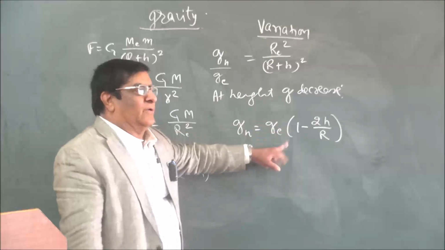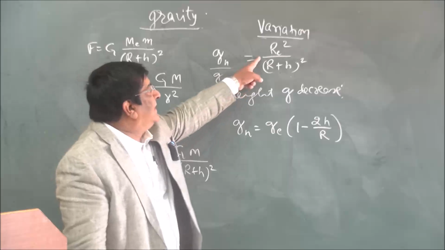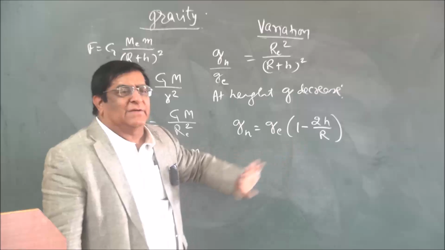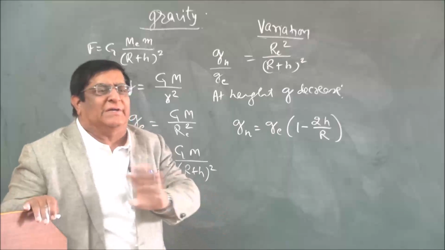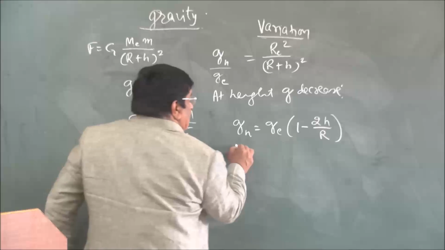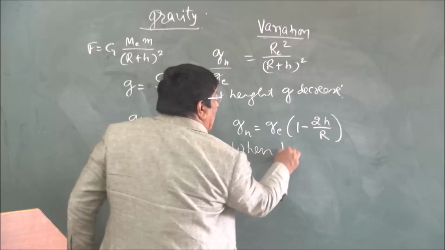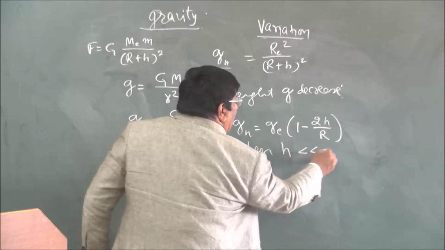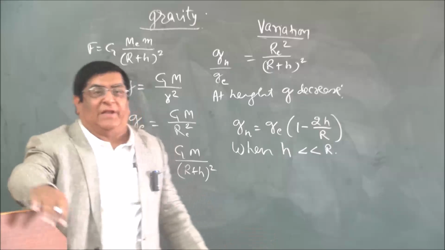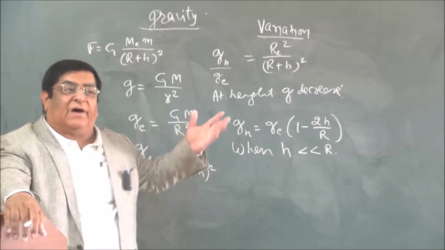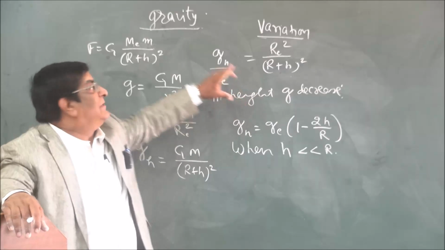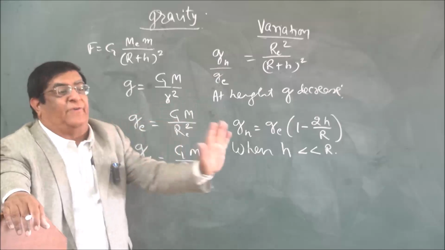It is derived from here only. This g has gone here, and then this is divided by r square, and we get it. That is mathematics, you don't have to do it. It is not asked. But this is for when height is much less than r. If height is considerably large, half r, more than half r, 1 r, 2 r, 3 r, then we have to apply this. So please remember, this is the main formula which never fails.